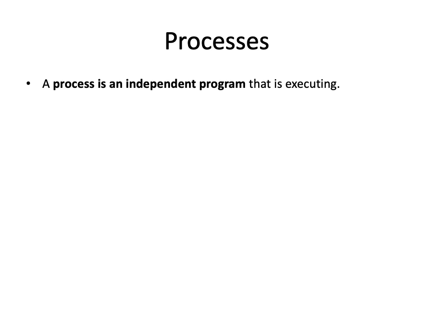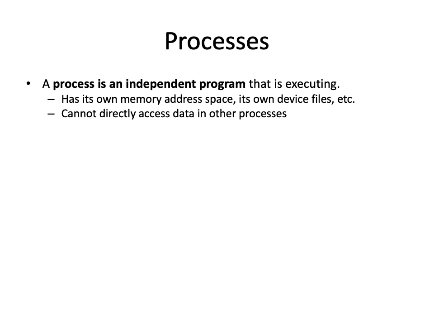Let's talk about processes now. A process is an independent program that is executing on your computer. So that means that the process will have its own memory space, its own device files, like its own standard in, its own standard out. Also, it cannot directly access data in other processes. So its address space is protected from some other meddling process. That also means that if, for instance, you and I were both working on the servers at the same time, you wouldn't be able to access my program's memory, and I wouldn't be able to access your program's memory, because they're separate.